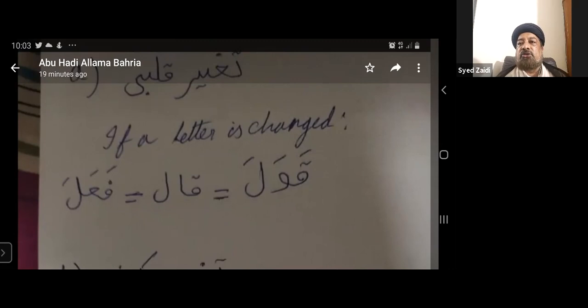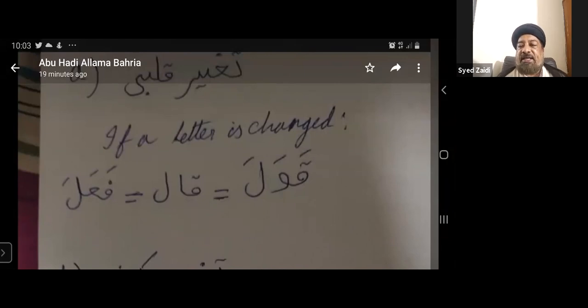Now over here, this is called taghyir qalbi. Qalb in Arabic means heart. So it's referring to the word itself, the change that occurs in the root of the word. Now you can see that in qawala, the waw has changed into alif, right? So qala was originally qawala. This is called taghyir qalbi, right?